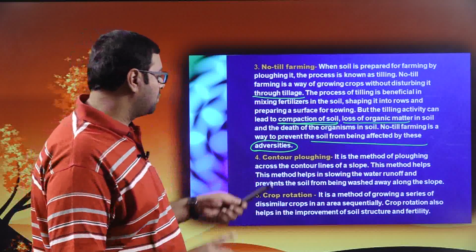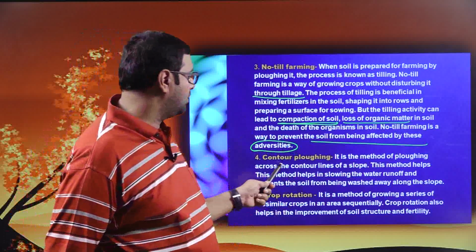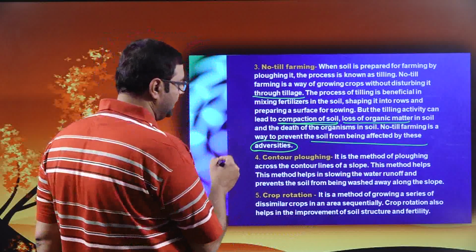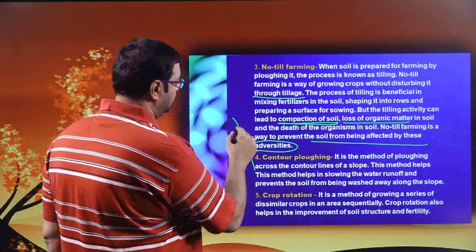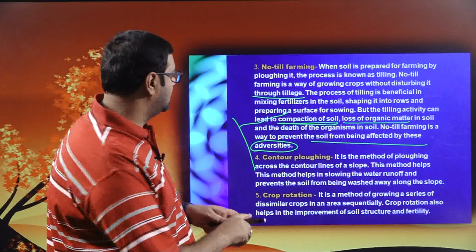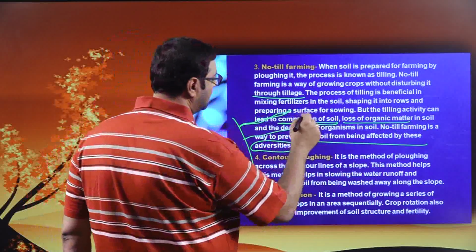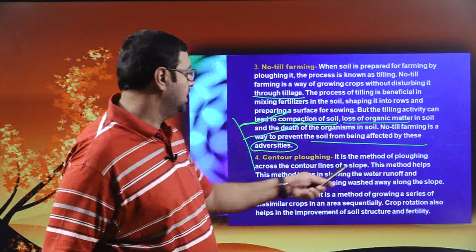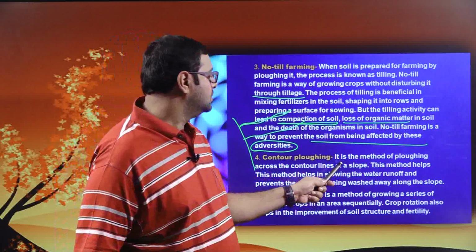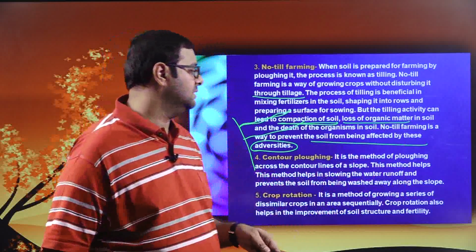Then you have contour ploughing. When I say contour ploughing, it is a method of ploughing across the contour lines of a slope. So you have a contour line like this, and it is a method of ploughing across the contour line. So the ploughing is done across these contour lines of a slope. This method helps in slowing the water runoff and prevents the soil from being washed away along with the slope.